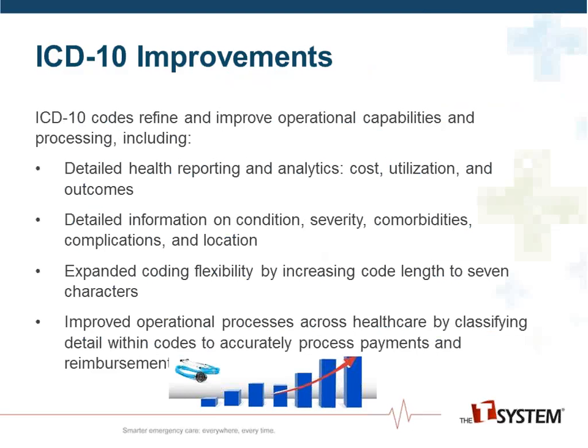Much of the granular data generated from the ICD-10 can be analyzed and used to do population surveillance. So it can help policymakers determine the public health campaigns and detect epidemics before they get out of hand. The new coding system will also provide a treasure trove of data for public health researchers as they try to understand patient behavior and attitudes about risk-taking. So all of these taken into account with the detailed information on conditions, severities, complications, locations, and the need to expand the increasing code length to the 7-digit characters. All of these things will improve the operational process across healthcare by classifying this detail within the code to accurately process the payments and the reimbursement.